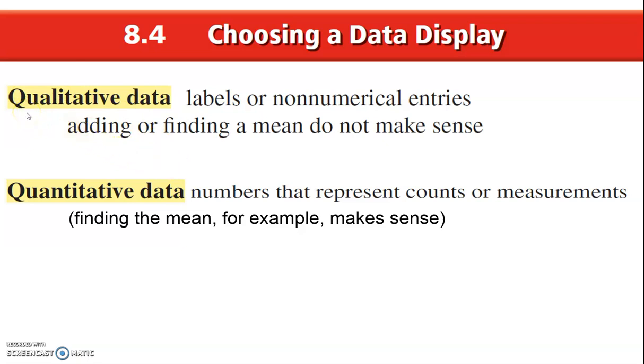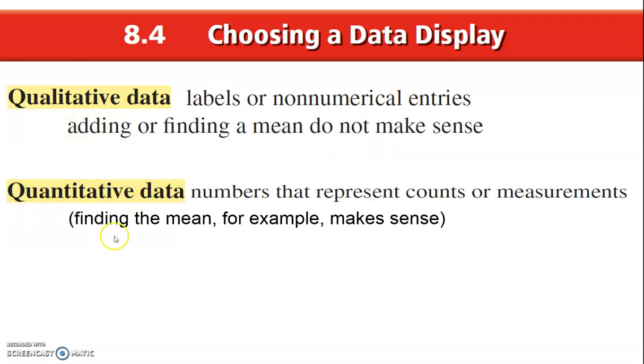We are distinguishing between qualitative data and quantitative data. Qualitative data refers to labels or non-numerical entries. So that's something where if you're trying to add them up or finding a mean, like the average of those numbers, doesn't make any sense. And we'll have a couple examples in a minute here.